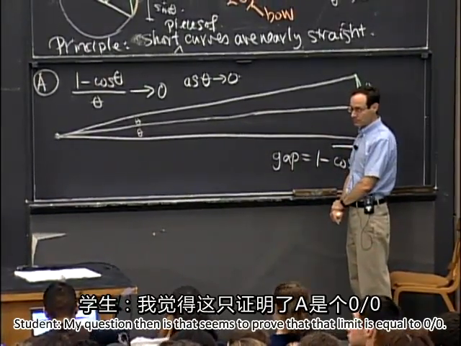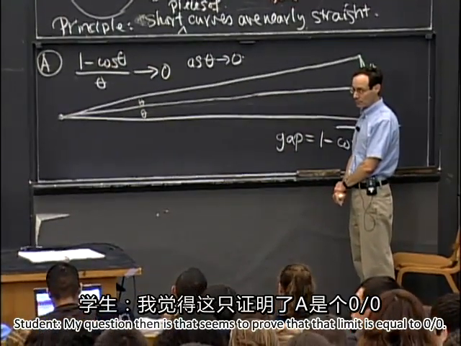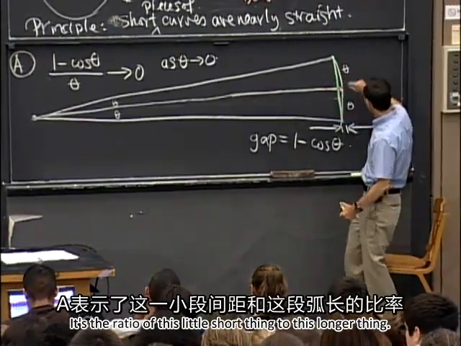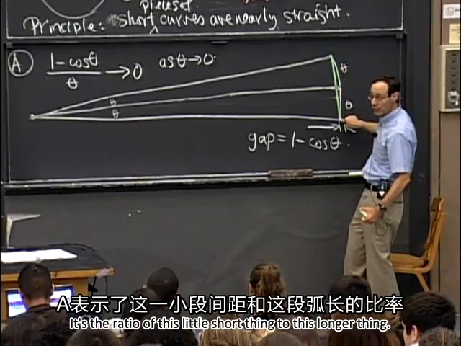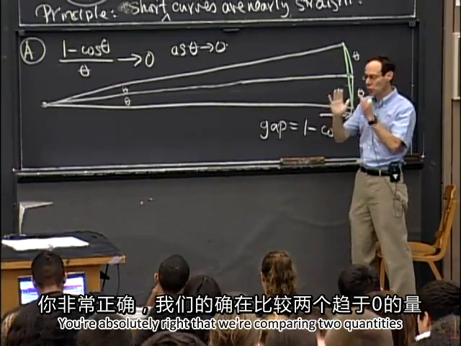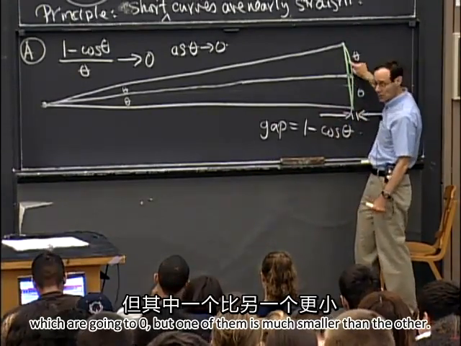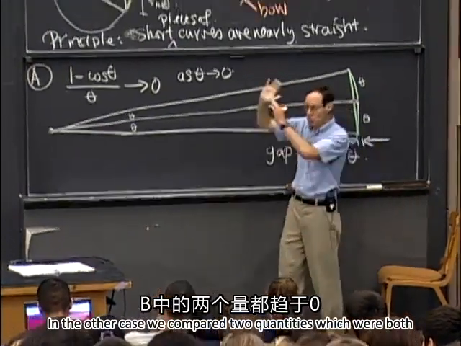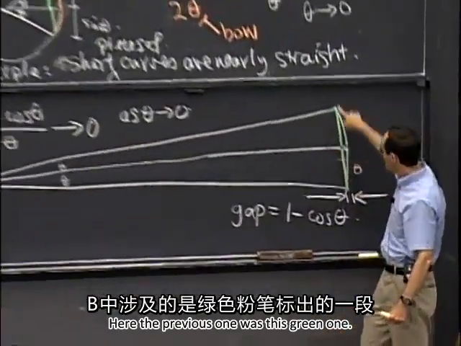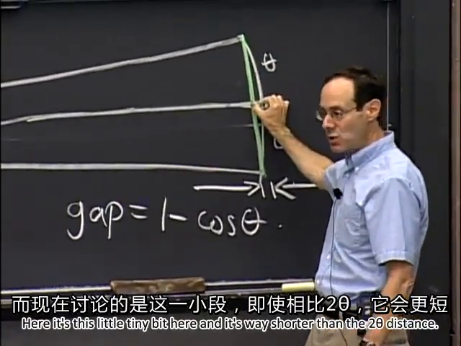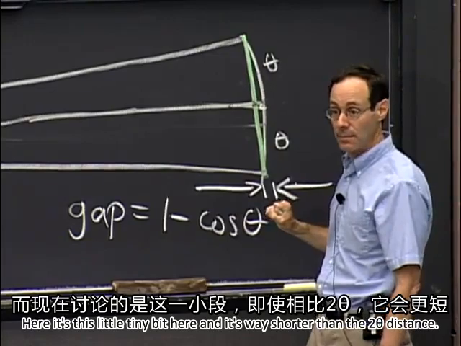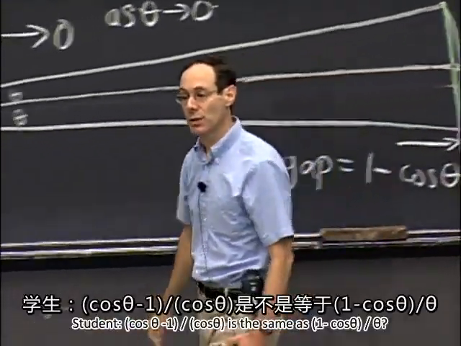My question then is, that seems to prove that that limit is equal to 0 over 0. It proves more than it's equal to 0 over 0. It's the ratio of this little short thing to this longer thing, and this is getting much, much shorter than this total length. You're absolutely right that we're comparing two quantities which are going to 0, but one of them is much smaller than the other. In the other case, we compared two quantities which were both going to 0, and they both end up being about equal in length. But here, the previous one was this green line. Here it's this little tiny bit, and it's way shorter than the 2 theta distance. All right? Or theta.